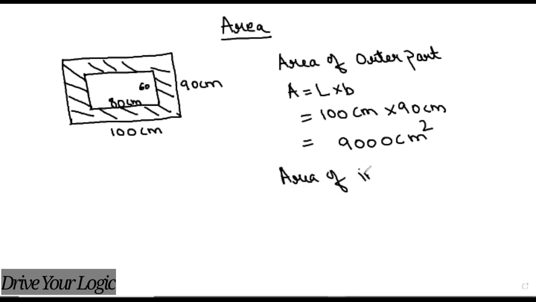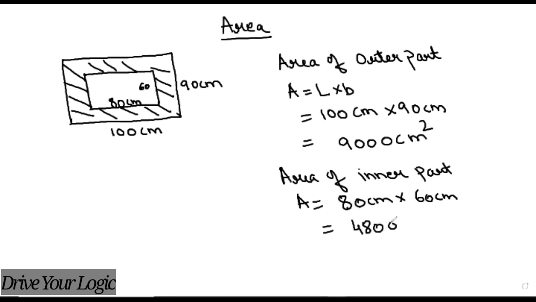So, area of inner room, or inner part. What is the area of the inner part? 80 centimeter into 60 centimeter. Clear? So 8 into 6 is 48 and 2 zeros, centimeter square.